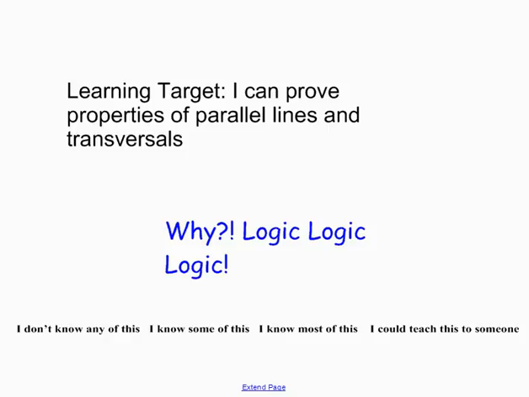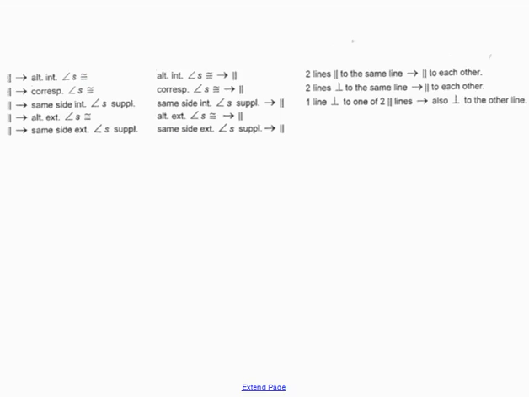Today we're going to be working on Chapter 3 proofs. So yes, they're coming up again. You're going to prove properties of parallel lines and transversals. Along with all your other reasons from Chapter 2, you will also be including all of your reasons for Chapter 3. So notice that we have your alternate interior angles congruent, corresponding angles, same side interiors, alternate exterior angles, and same side exterior angles.